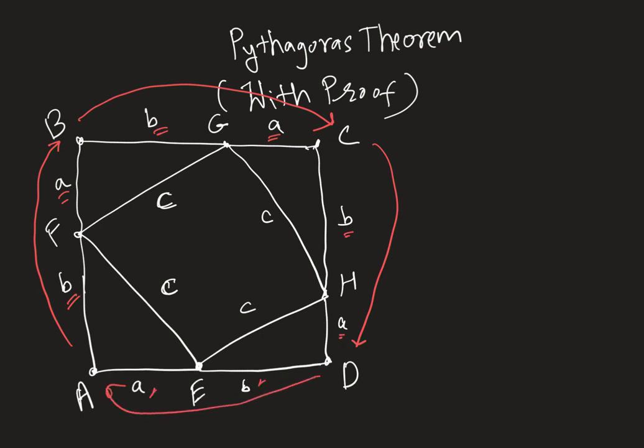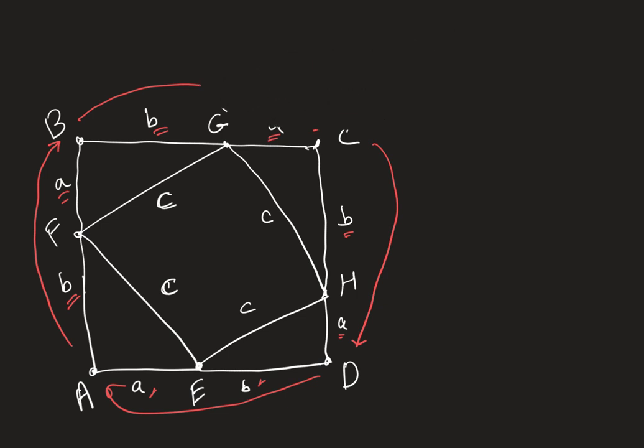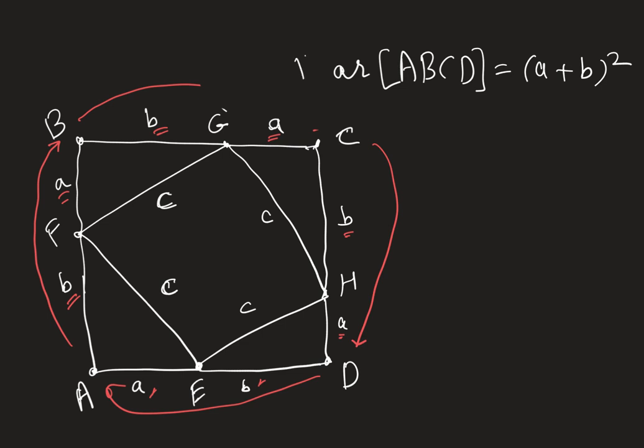So we can say that all the sides of the square ABCD are of length A plus B. So the area of this square would be A plus B whole square. Okay. This can be our first equation. The second equation is the area of EFGH.